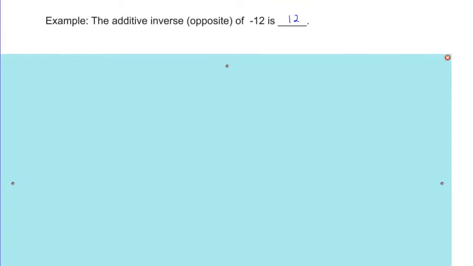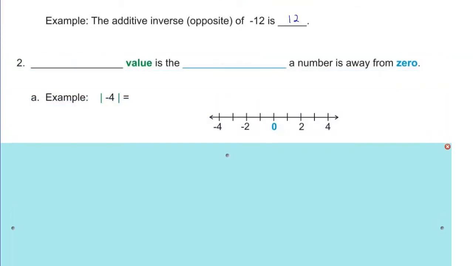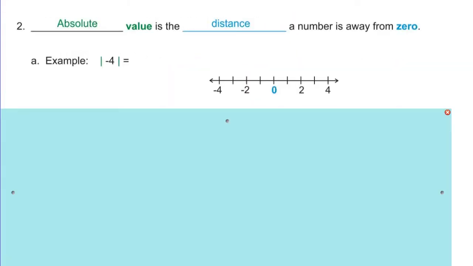All right. Second concept today, and that's the concept of absolute value. So what is absolute value? Now, don't get absolute value confused with opposite numbers. It's different. Absolute value is the distance a number is away from 0. That's the idea. Now, if you look to the left here, you'll see these two vertical lines and the -4 in between.